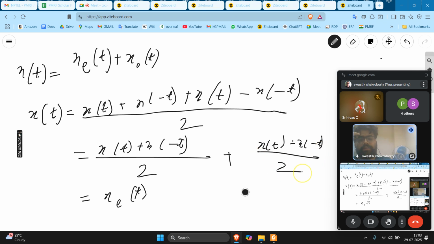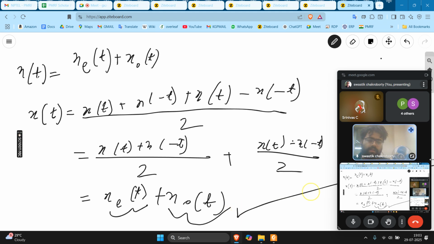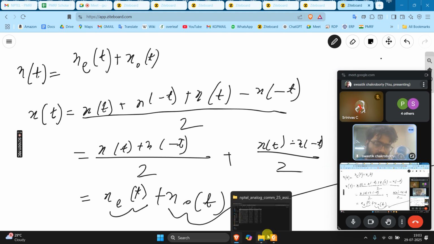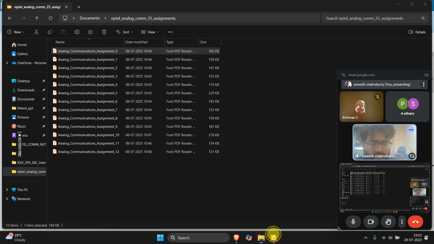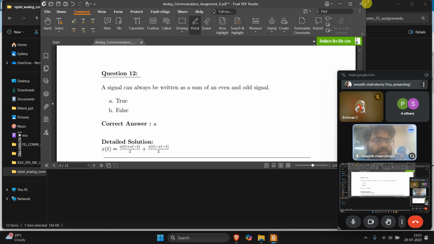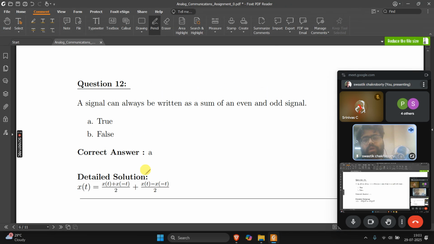We did not have any specific comment about the nature of the signal, yet we came at two specific parts of a signal, one which is always even, one which is always odd. So we can say that x(t) can always be composed by an even and an odd signal, provided it is real. If it is complex valued, then it is not possible because the even odd concept does not exist. But for a real valued signal, it is true.